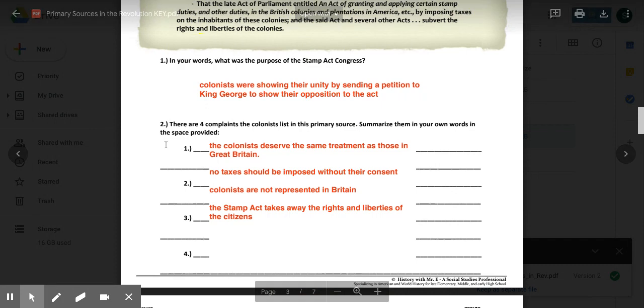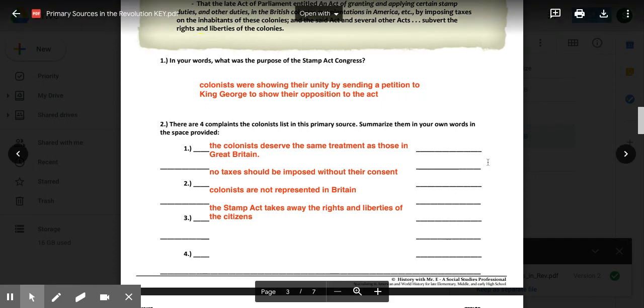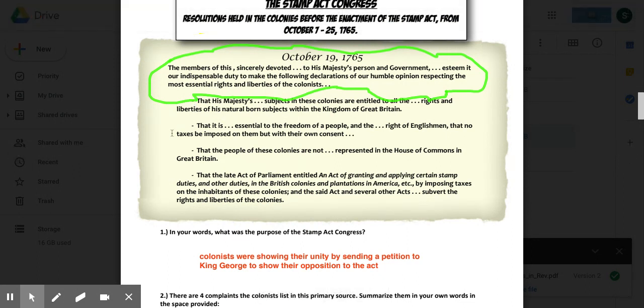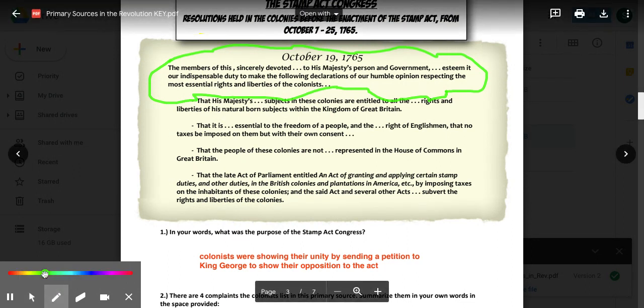All right, number 2 says there's 4 complaints. Summarize them. So each of the complaints are here, each of these bullet points. So let me get the pen out. So you have 1 here. You have 2 there. 3. Sorry, guys, kind of hard to write with this pen. And 4. So you have each dash is a complaint. So basically, all you have to do is put these complaints into your own words. So I'll go through each of them on my own.